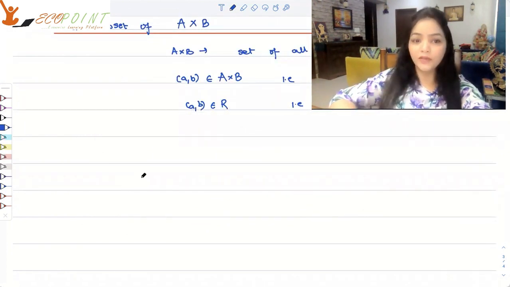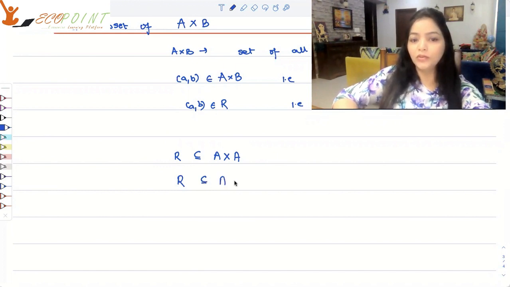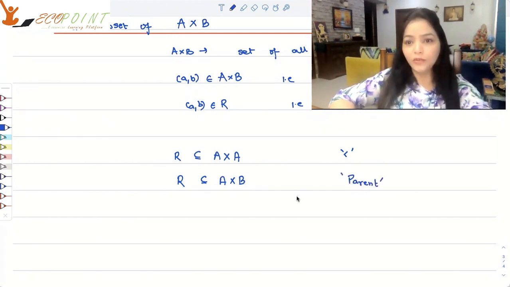Let me just reiterate. You can have a relation on A itself, that is, A cross A is possible, and you can have a relation between two distinct sets as well. I gave you an example. In the case of numbers, with less than and greater than, you can have a relation from the set N to the set N, or from the set of integers to the set of integers. And in the case of the relation parent, of course, A and B are two distinct sets.